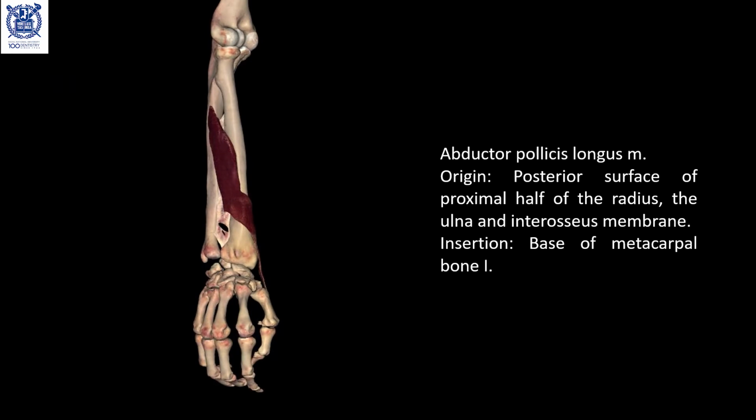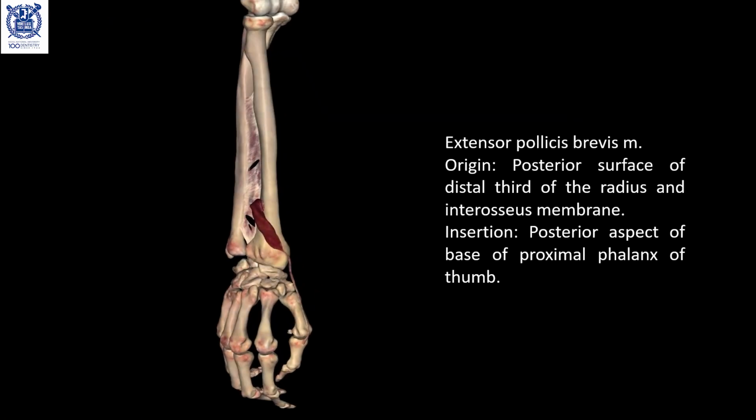Abductor pollicis longus muscle. Origin, posterior surface of the proximal half of the radius, the ulna and interosseous membrane. Insertion, base of the first metacarpal bone. Extensor pollicis brevis muscle. Origin, posterior surface of the distal third of the radius and interosseous membrane. Insertion, posterior aspect of the proximal phalanx of thumb.